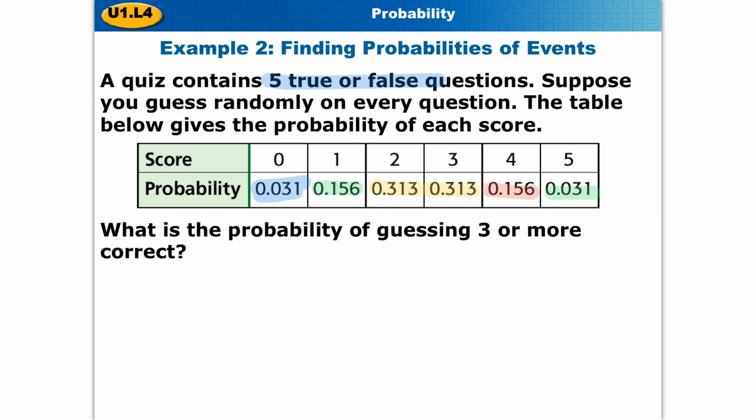It says, what is the probability of guessing 3 or more? You're going to add up 3, 4, and 5. So your probability of getting 3, 4, or 5 would be these numbers right here. Once you add them up, let me grab my calculator and math this out real quick. Looks like 0.5 or 50%. So I'm okay with this answer. Since they started in decimals, you can leave them in decimals. So the probability of getting 3 or more right is 50%.